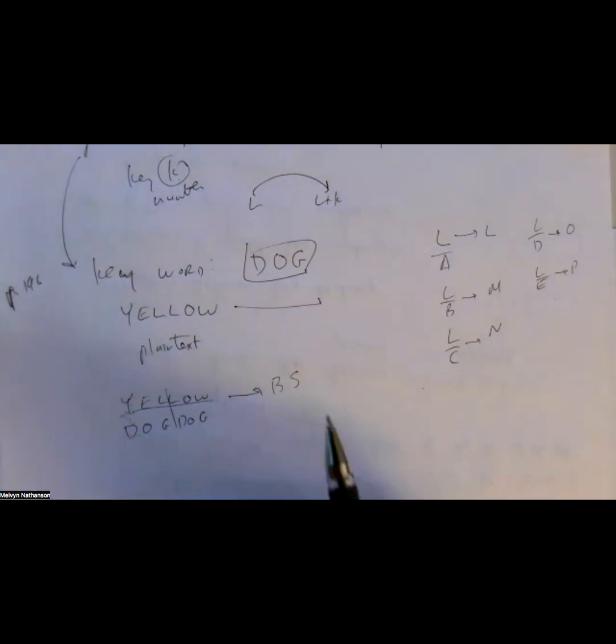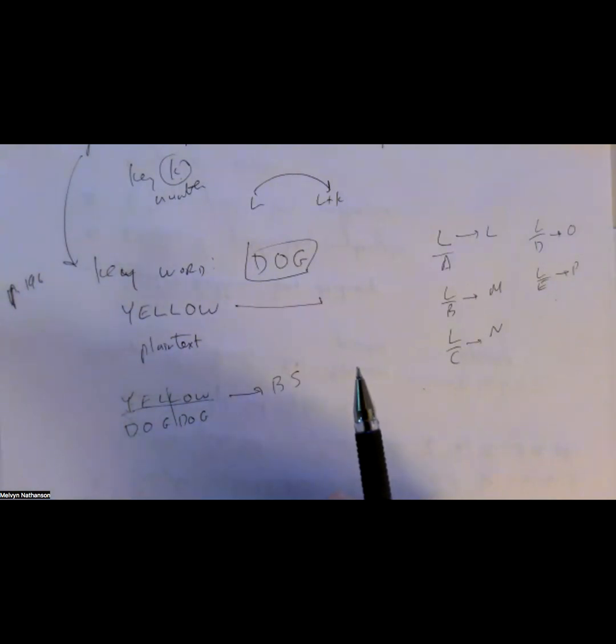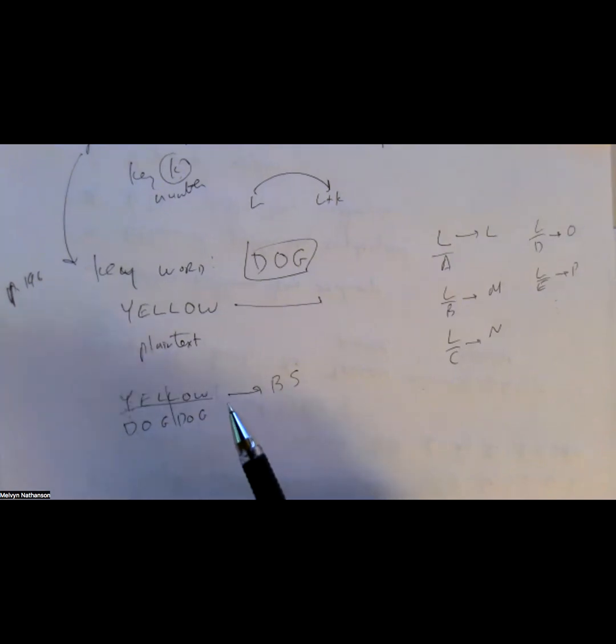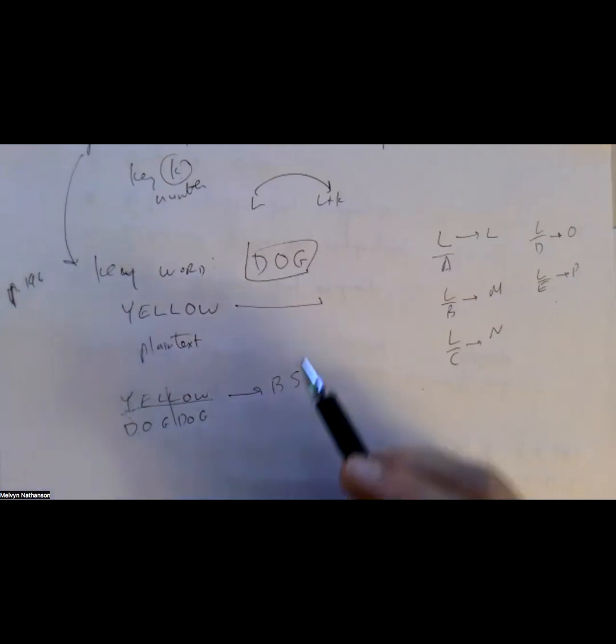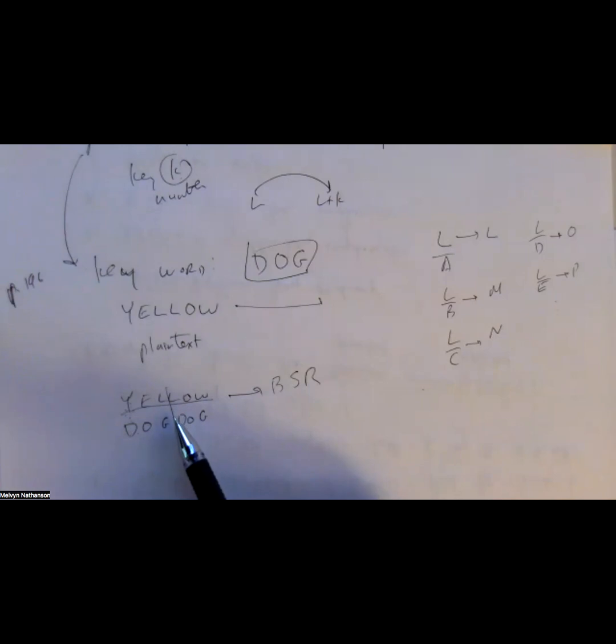G, let's see, A, B, C, D, E, F, G. This is 6 places over. What comes 6 places after L? M, N, O, P, Q, R. Now we're back to the next L. Under the next L is a D, 3 places over. L, M, N, O.